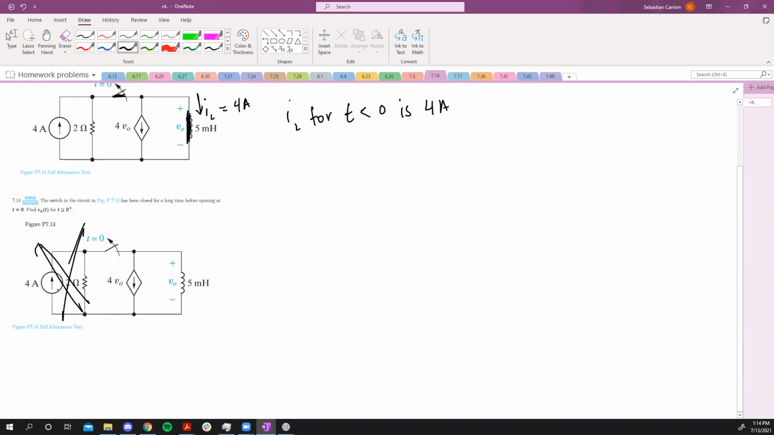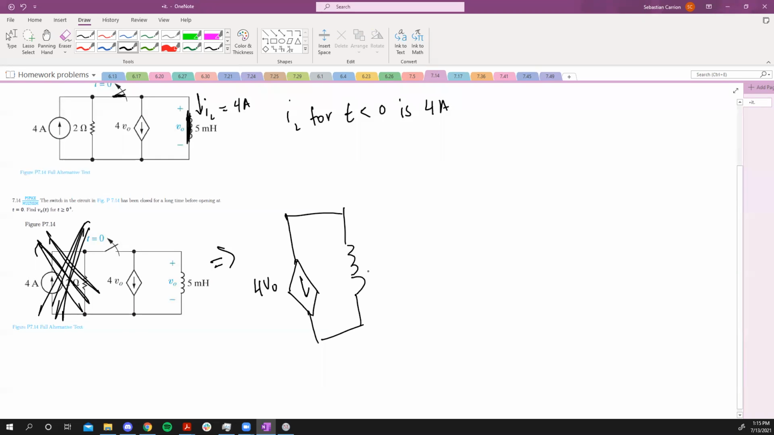Okay, so once the switch opens, we're going to see that this side here is going to disappear. So we're left with this. All right, so I'm going to make a list of things we need to know here.